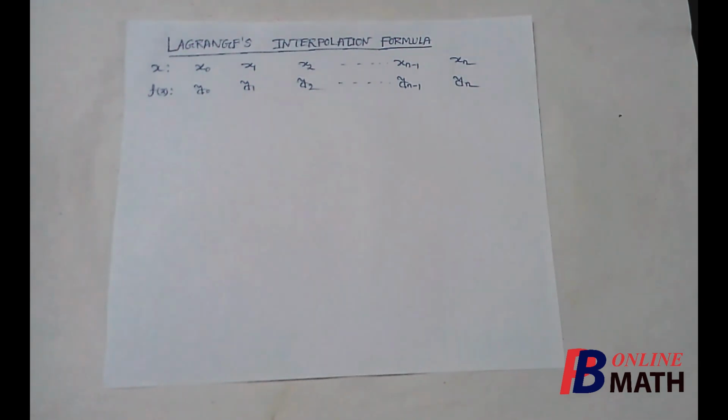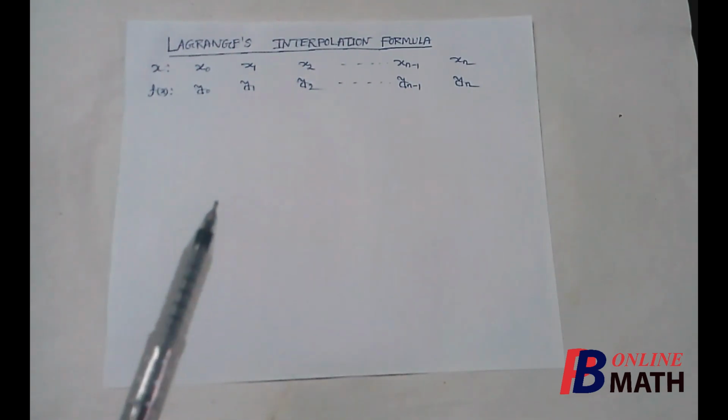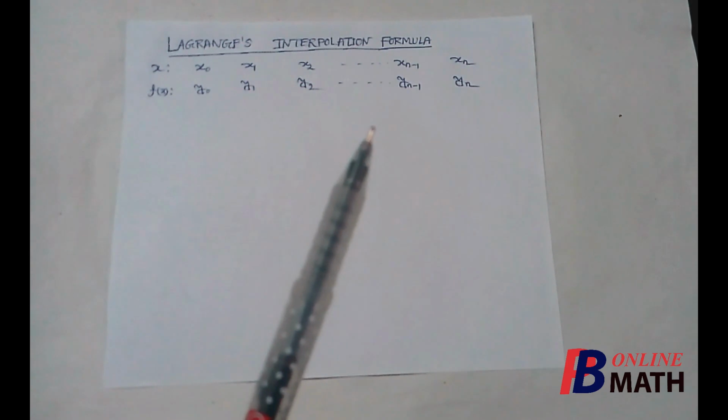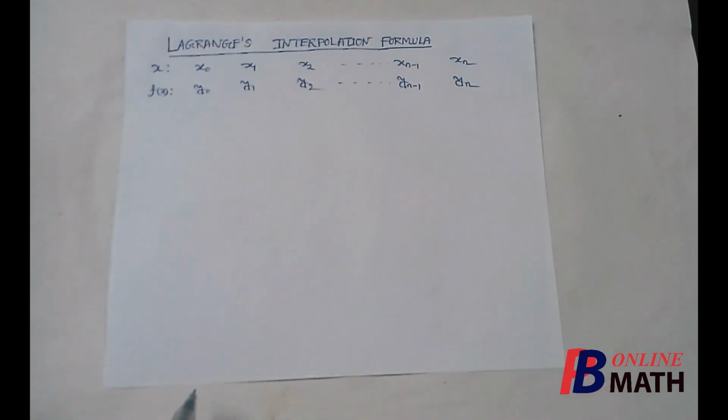Now it may happen that the arguments may not be equispaced. Here we assume that the arguments x0, x1, x2, up to xn, are not equispaced. In this case, we cannot use Newton's forward or backward interpolation formula. Here we shall use the interpolation by using Lagrange's interpolation formula.